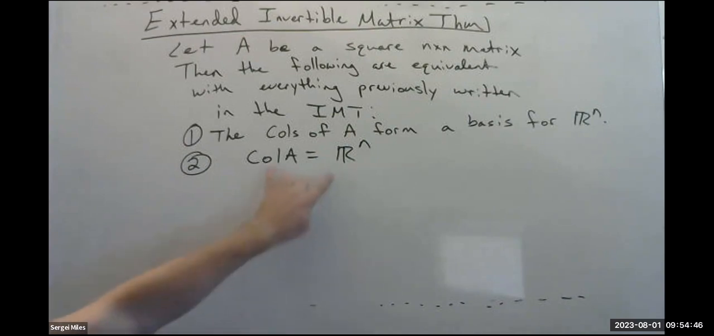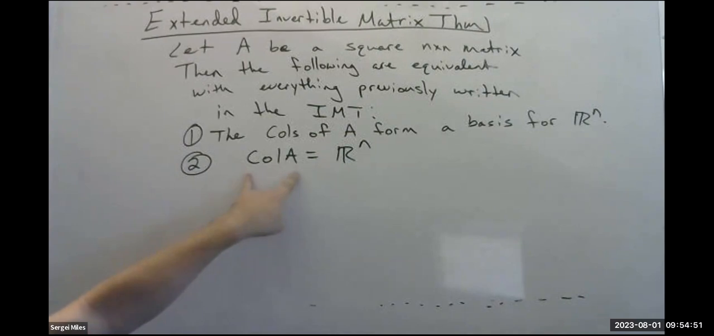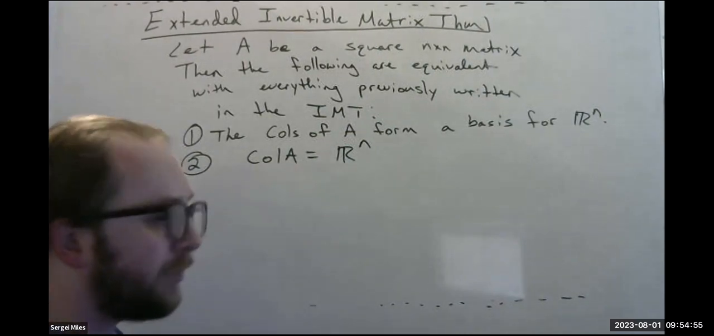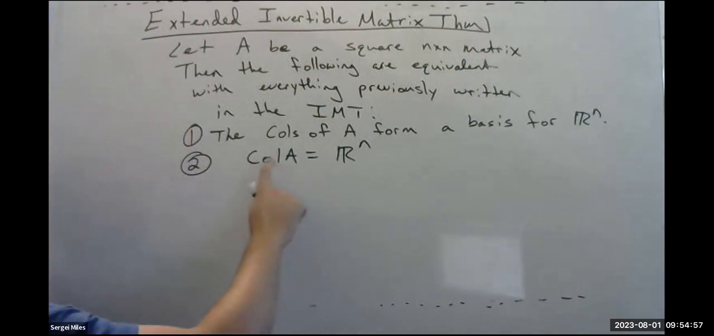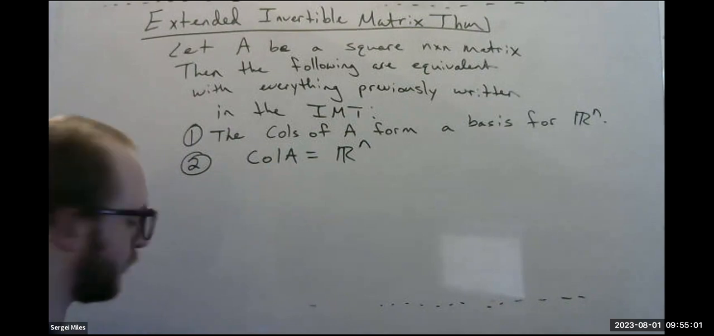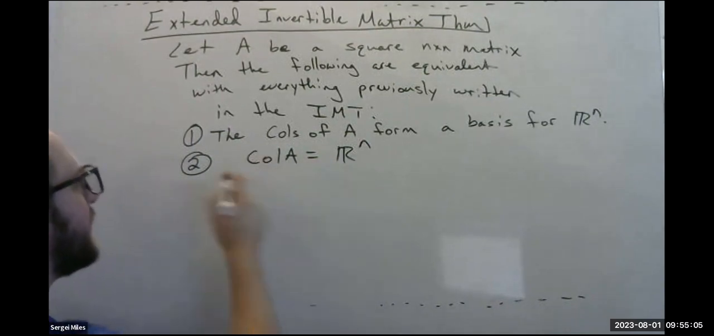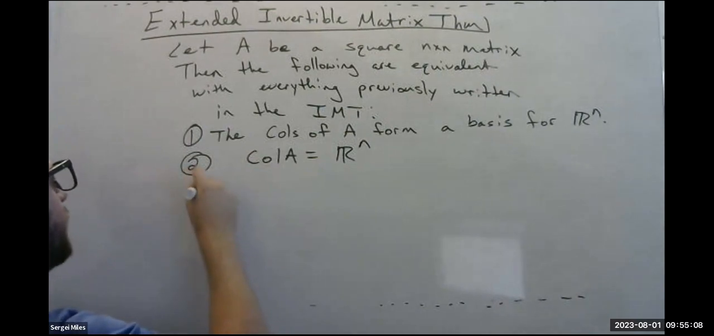This is also the same thing as saying the transformation is onto, right? Remember, the column space is the set of the range. It's the output vectors. Well, if the set of your output vectors is the entire space, you are onto, okay? What else does this tell us? Well, the column space then has a dimension of n.